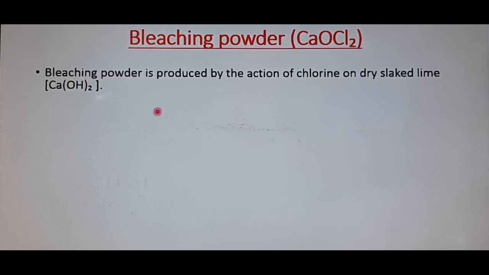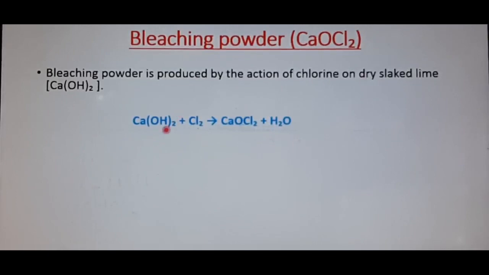So in the previous reaction, if you have observed, chlorine was the product. So that chlorine we can use here to produce bleaching powder. You can see that reaction. This is dry slaked lime or calcium hydroxide. This chlorine which we have taken from the previous reaction, and the reaction between both of them gives us calcium oxychloride, which is bleaching powder, plus water. This is a simple reaction, you just have to remember it.